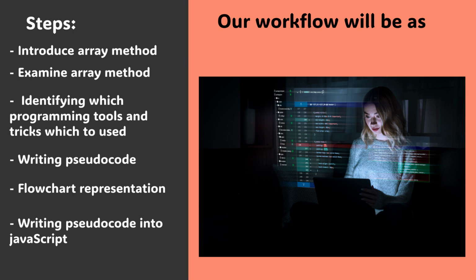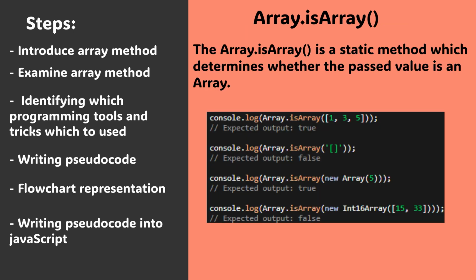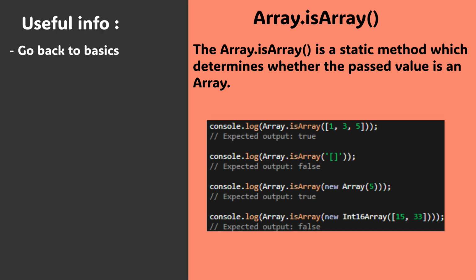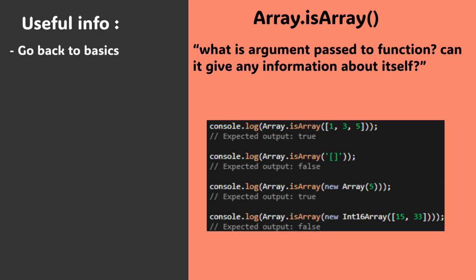So let's start with a simple one, the Array.isArray method. The Array.isArray method is a static method that determines whether the passed value is an array. So, how will we find if the given argument passed to the function is of type array? Well, remember, whenever you are stuck with a problem like this, it is always helpful to go back to basics. Let's start with a question. What is the argument passed to the function? Can it give any information about itself? And the answer is yes.